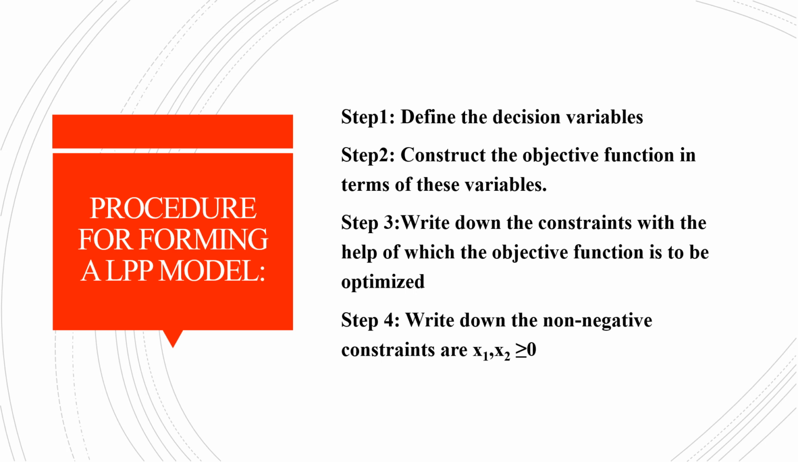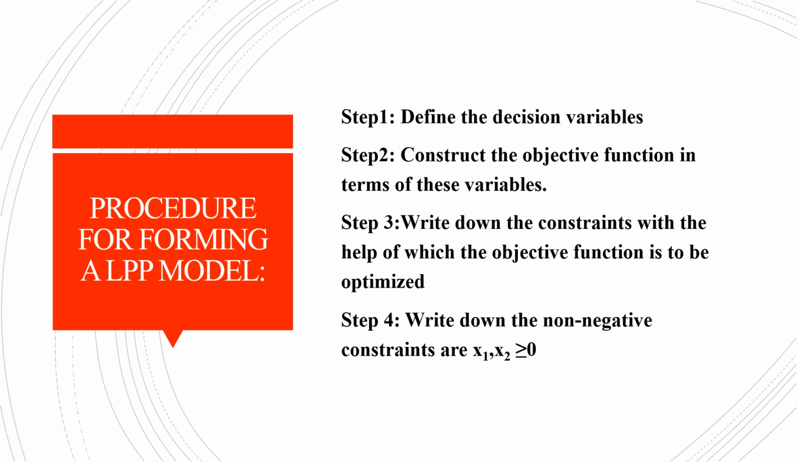Identify all the restrictions or constraints in the problem and express them as linear equations or inequalities in the decision variables. Step number 3. Construct the objective function in terms of these variables, which means identify the aim or objective and represent it also as a linear function of the decision variables.